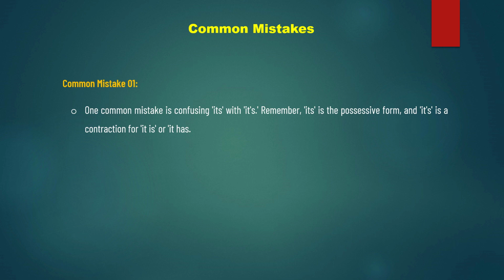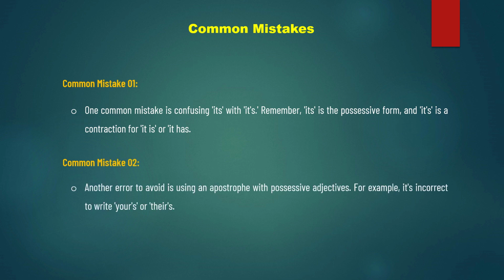Common mistakes to avoid. Before we conclude, let's highlight some common mistakes to watch out for when using possessive adjectives. One common mistake is confusing its with it's. Remember, its is the possessive form, and it's is a contraction for it is or it has. Another error to avoid is using an apostrophe with possessive adjectives. For example, it's incorrect to write your's or their's.